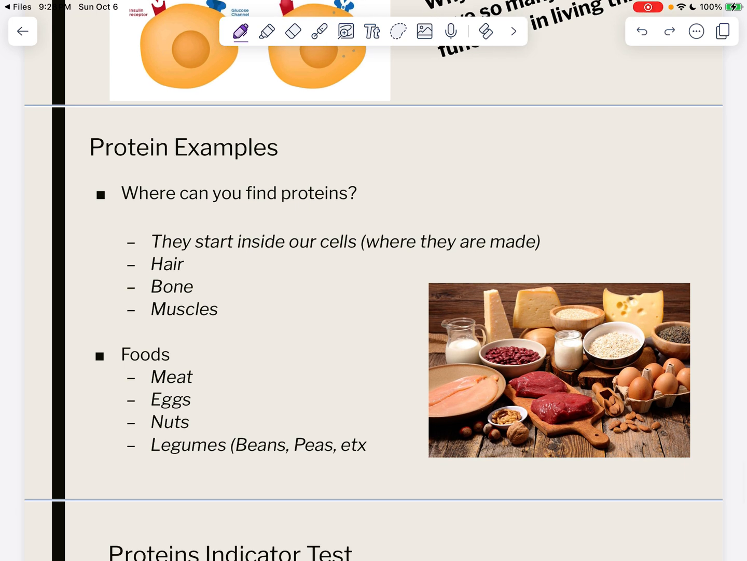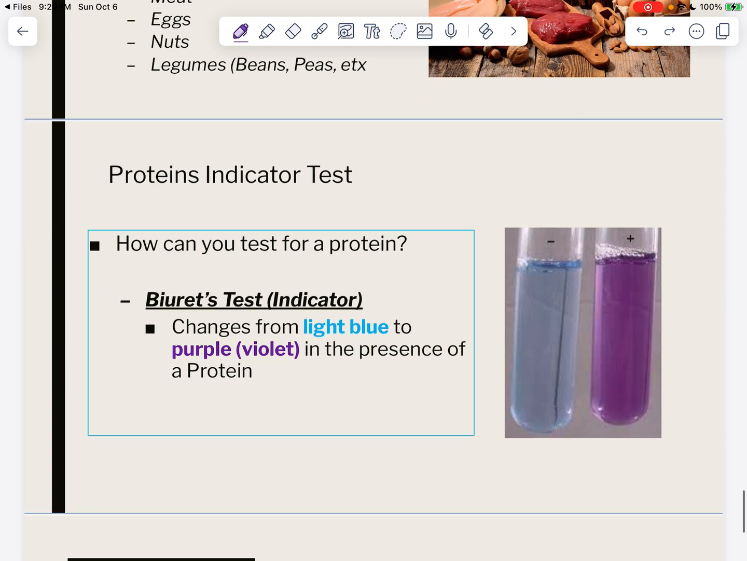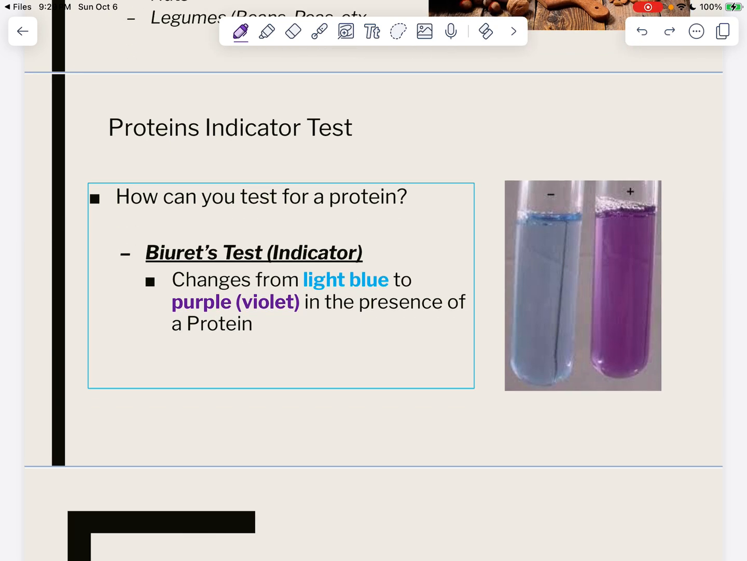So where can you find proteins in terms of in the body or consumption? So they are made in the cells, and they are primarily found in hair, skin, nails, bone, muscles. You might find them everywhere. Okay, in foods we eat, there would be muscle. So muscle on animals is considered meat. Eggs, nuts, legumes, etc.